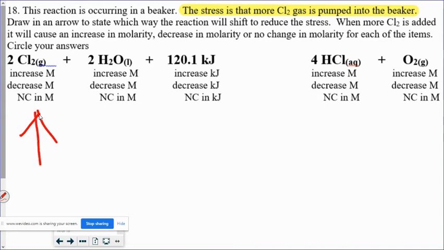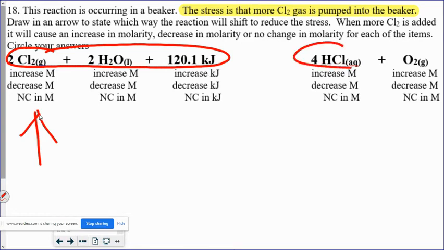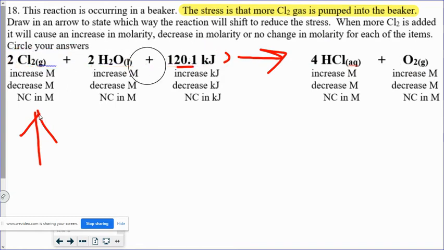If I increase chlorine, it's going to try to reduce the amount of chlorine. The only way it can reduce it is if these things react with each other and make these things over here. So the reaction will shift that direction to make more of the products to get rid of some of the Cl2. So that is the way that it will shift. Let's start off with the stress is more Cl2 is pumped in. So if this is going up, it's going to increase. Remember, when you add something, the net effect is it will go up.